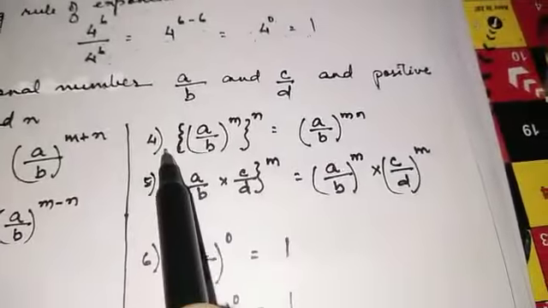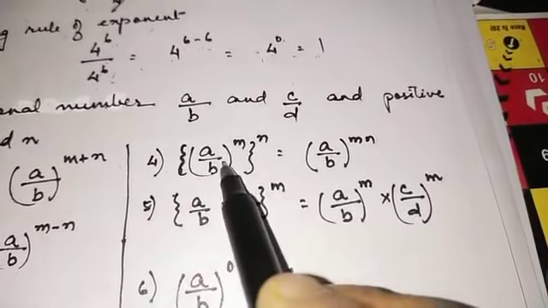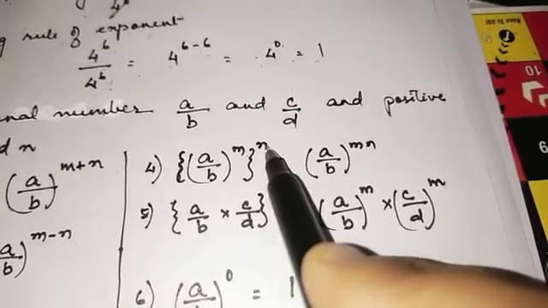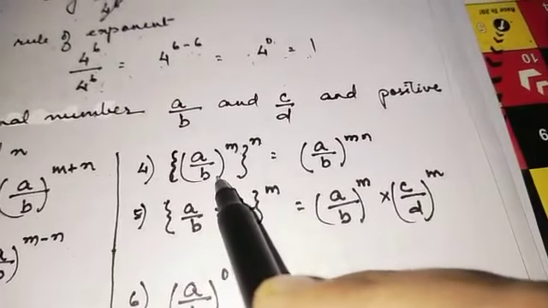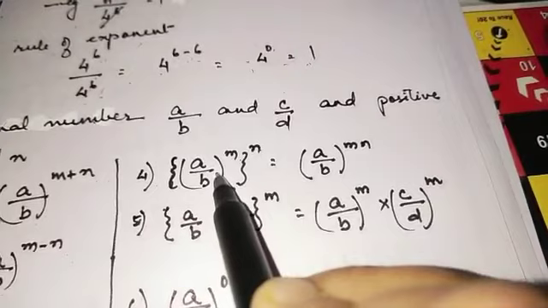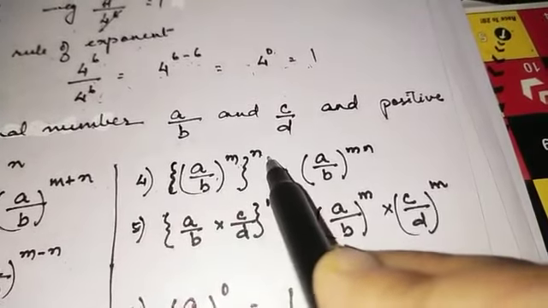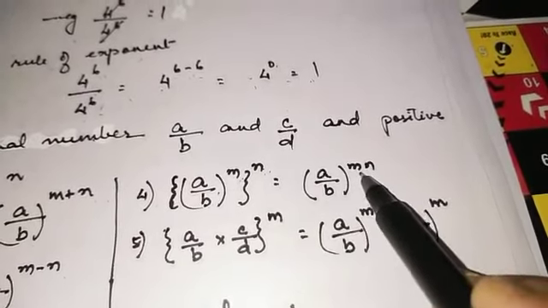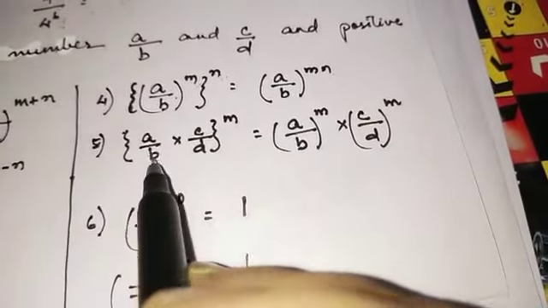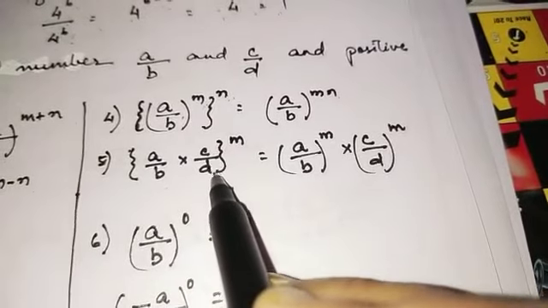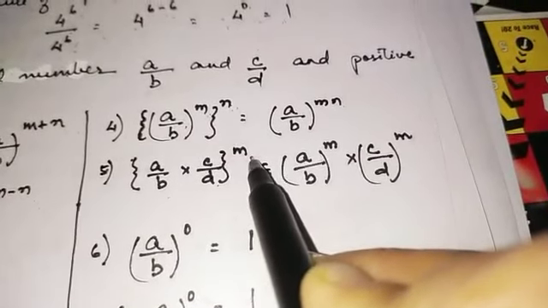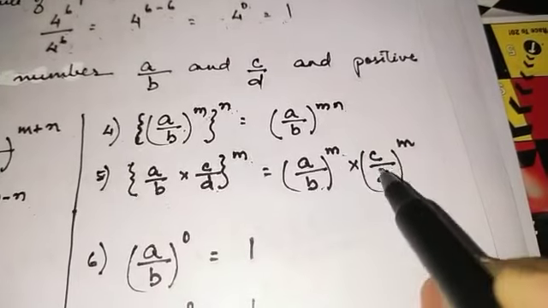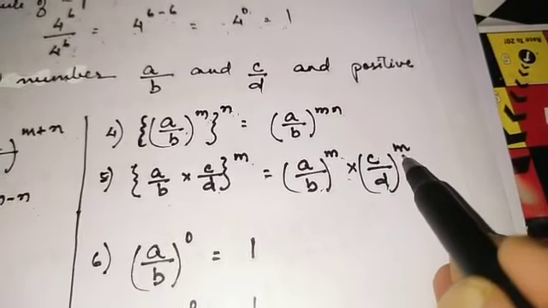The fourth law for the rational number: (a by b) raised to the power m and whole raised to the power n. If we remember, we had learned that any number which has a power raised to another power, then the powers are multiplied. So it is (a by b) raised to the power m into n. The fifth law: (a by b into c by d) raised to the power m is equal to (a by b) raised to the power m into (c by d) raised to the power m.